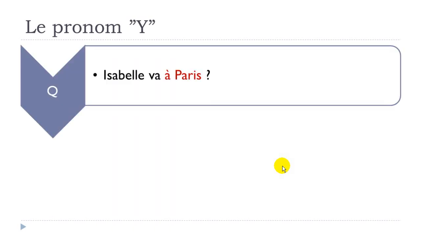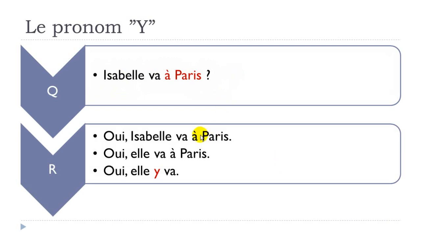Okay, so let's see another example now. So if you're using a name of a town, because previously we had a country and now it's a town, so it's Paris, okay? Isabelle va à Paris? So it's a question. Of course, you can answer like we saw previously. Oui, Isabelle va à Paris. First option, repeat everything, no problem. Second option, you just want to avoid repeating Isabelle. Oui, elle va à Paris. And then, last option, you just want to avoid repeating Isabelle and then Paris. Oui, elle y va. All right?